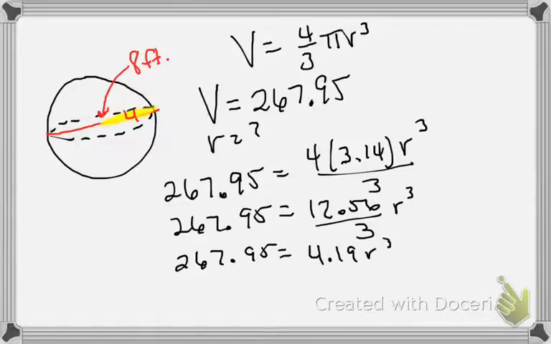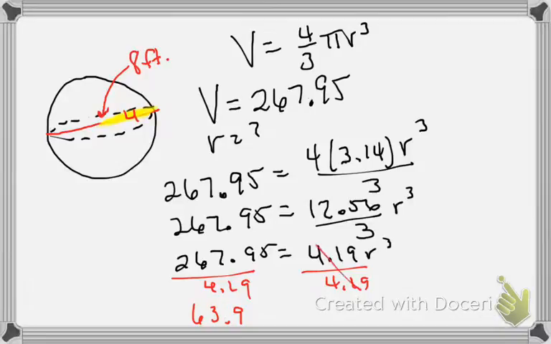Alright, so I got to get r cubed by itself, so I'm going to divide everything by 4.19. So I'm going to take 267.95 divided by 4.19. Now 4.19 is rounded, so I could be off a little bit again, just like we talked about before. And this actually comes out pretty good. It actually comes out around 63.9, which if we round off is going to be 64. So we're going to say about 64.